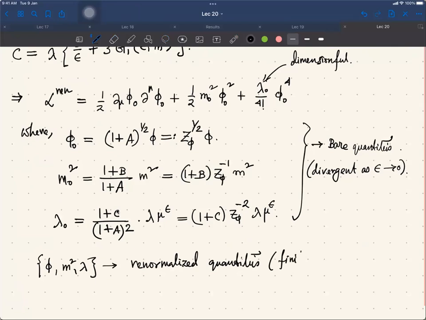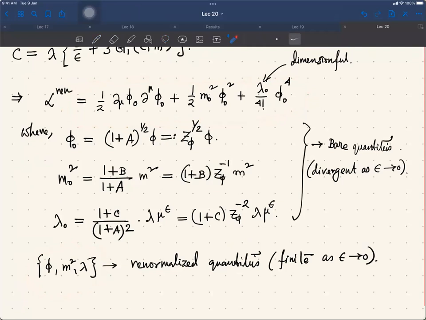These are finite as epsilon goes to 0. So the original Lagrangian, the classical Lagrangian, can be viewed as if it is written in terms of the bare quantities, phi0, the bare field, and the bare parameters, m0 square and lambda 0. And they are written in terms of the renormalized quantities, which are finite, while the bare quantities are divergent.